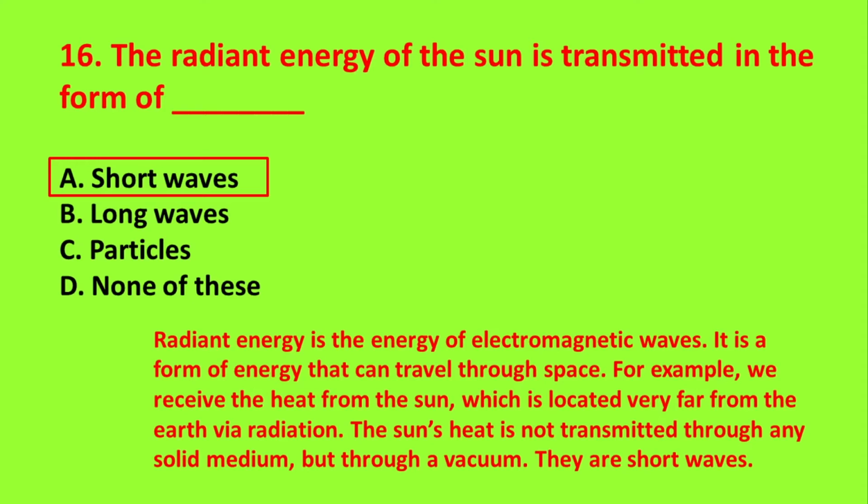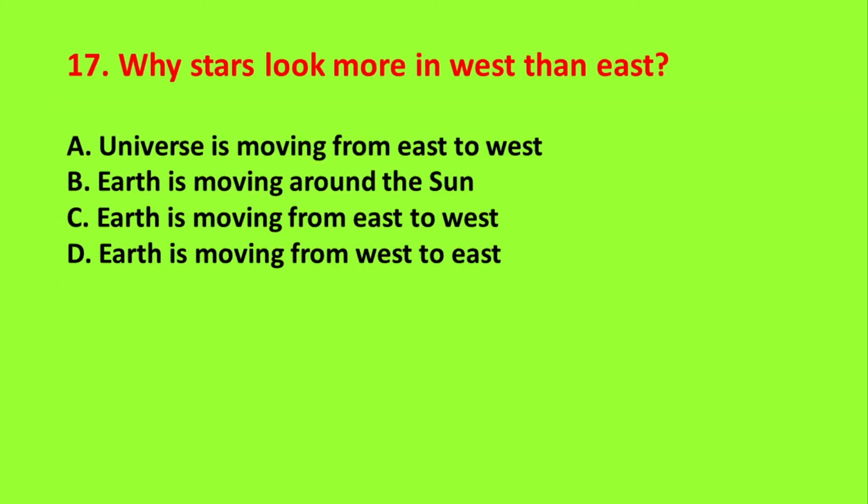It is a form of energy that can travel through space. For example, we receive the heat from the Sun, which is located very far from the Earth. Via radiation, the Sun's heat is not transmitted through any solid medium, but through a vacuum. They are short waves.